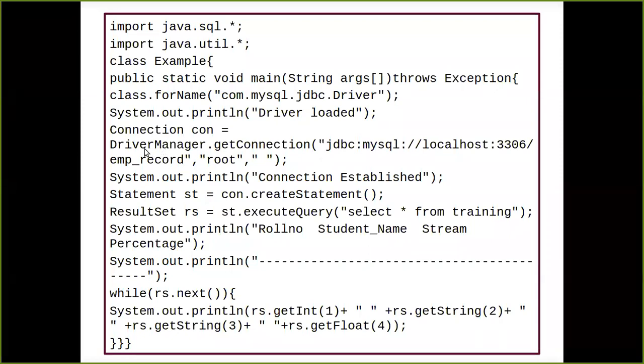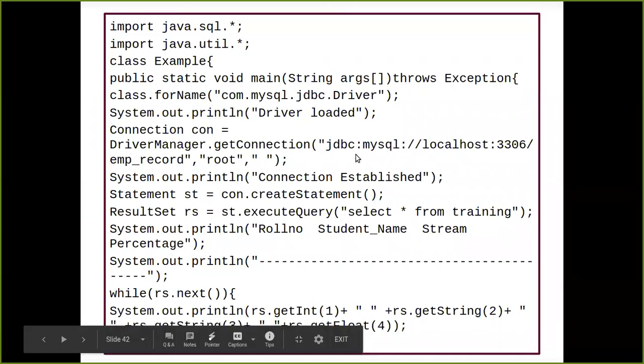So we have to call the JDBC driver from the driver manager to which I want to get connected, using which method? The getConnection method. And inside this getConnection method, I have to give the information about my database. Okay, so what type of information do I want to give?